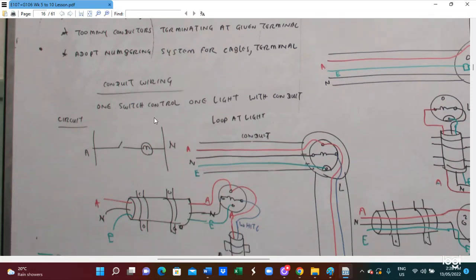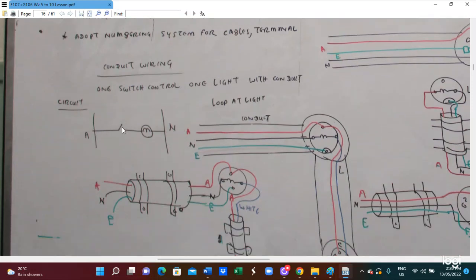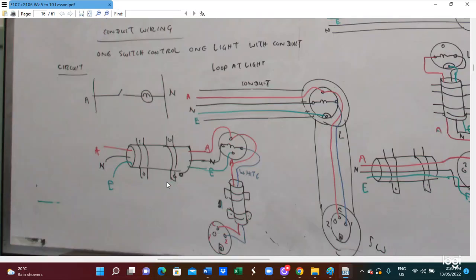So here is a conduit wiring. This is the circuit diagram, a switch and a light, and here is the conduit. The red is the active wire, black is the neutral wire, and green is the earth wire. The red and the blue are the light terminals, so that is the connection of the circuit. And this is also for the conduit wiring diagram.